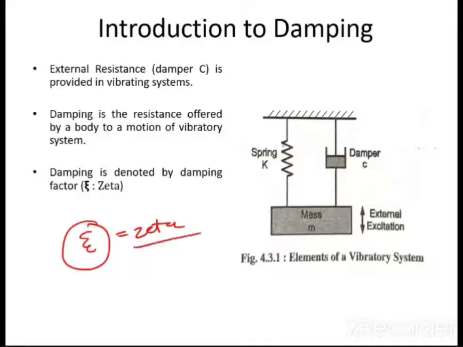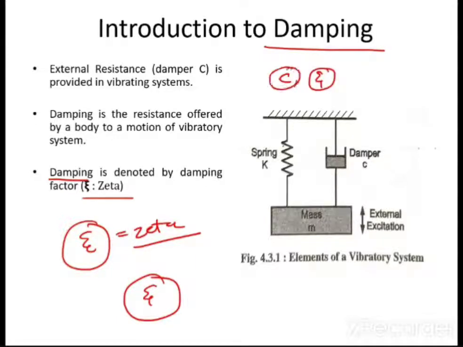Okay. So how do you denote the damping mathematically? Mathematically, damping is denoted by the factor zeta. So this zeta is very important as far as damping is concerned. Okay. So now guys, try to understand that we are incorporating new terms, new parameters. What are the two parameters till now? One is C and the second one is zeta.